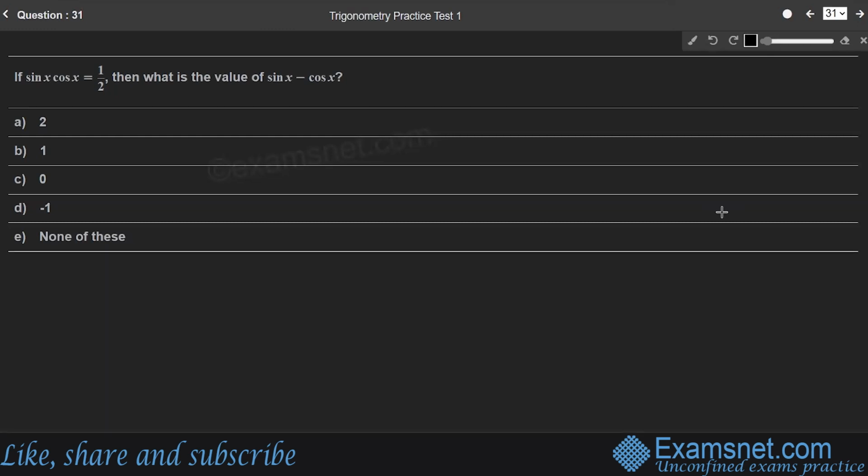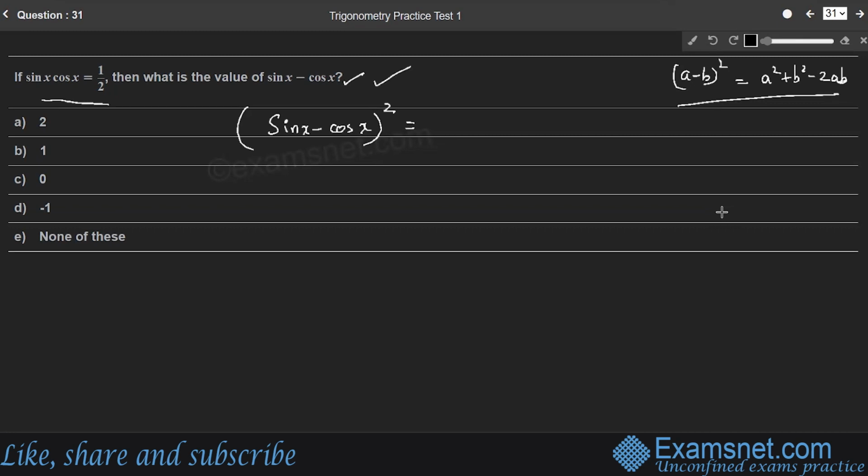Question number 31. If sin x into cos x is equal to 1 by 2, what is the value of sin x minus cos x? Right? So here students will consider sin x minus cos x the whole square. The formula is a minus b the whole square, which is a square plus b square minus 2ab. Why are we taking this formula, or why are we squaring the given expression? Because if we square the given expression, you will get sine square plus cos square, right? So initially you will get sine square plus cos square minus 2 sin x into cos x.